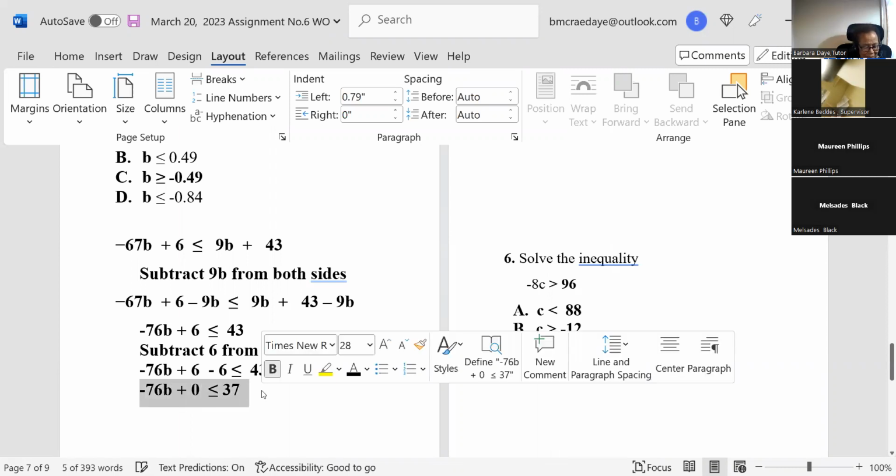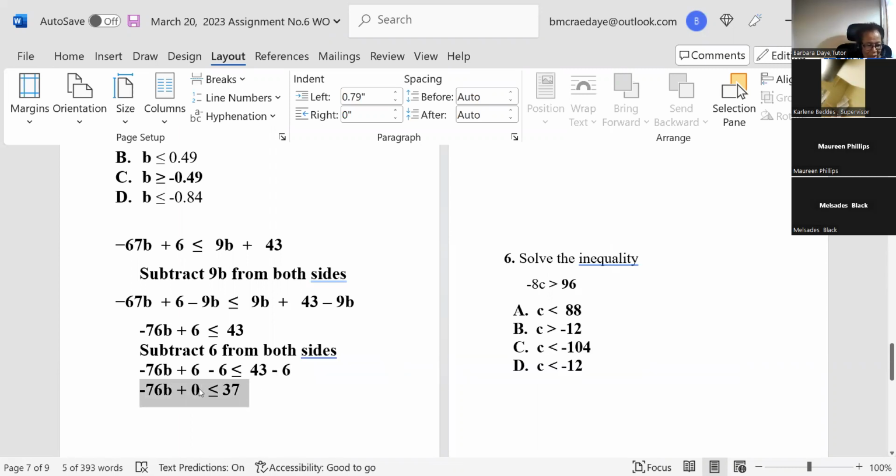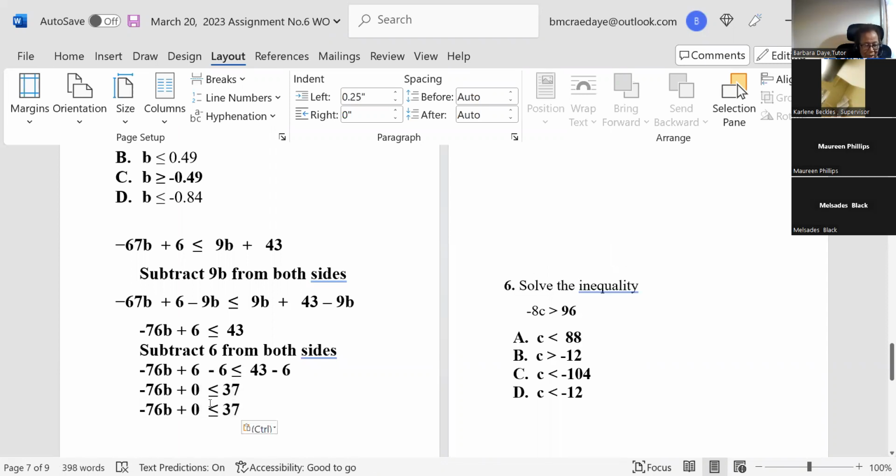Hold on a minute. So you have minus 76B plus 0, and we can just take the plus 0 out. So this is where you are. And minus 76B is a multiplication. Remember? Side by side. Minus 76 times the variable B. So, Maureen, what do you do at this point?